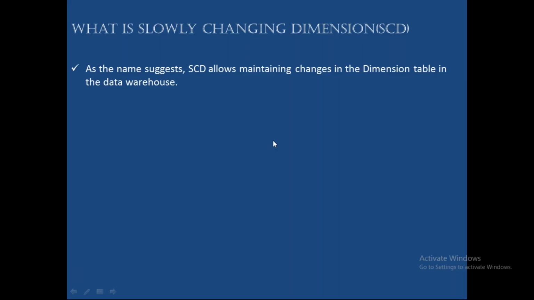Customers may move, so their location may change very rarely. They may change phone number very rarely. They may change address very rarely. For products, new products may come rarely, and existing product quantities or some details may change very rarely. So these are all static values, but very rarely these values are going to change. So these dimensions will be there in a data warehouse.